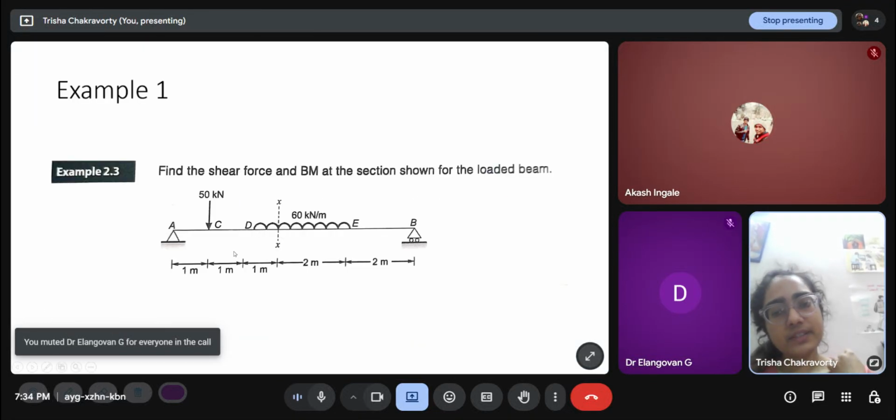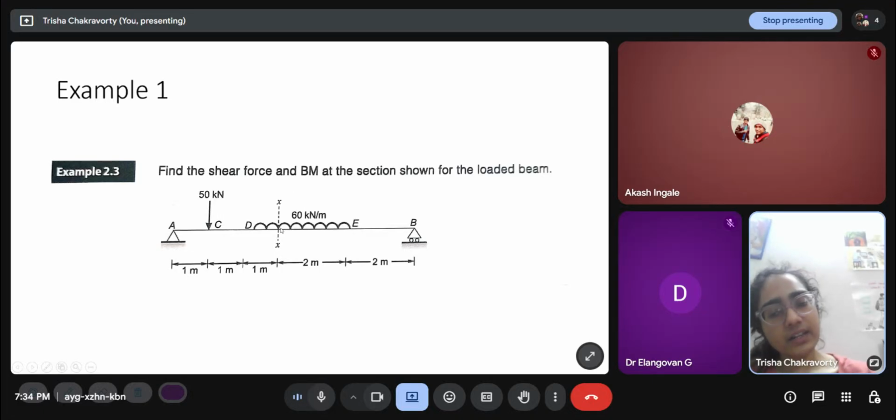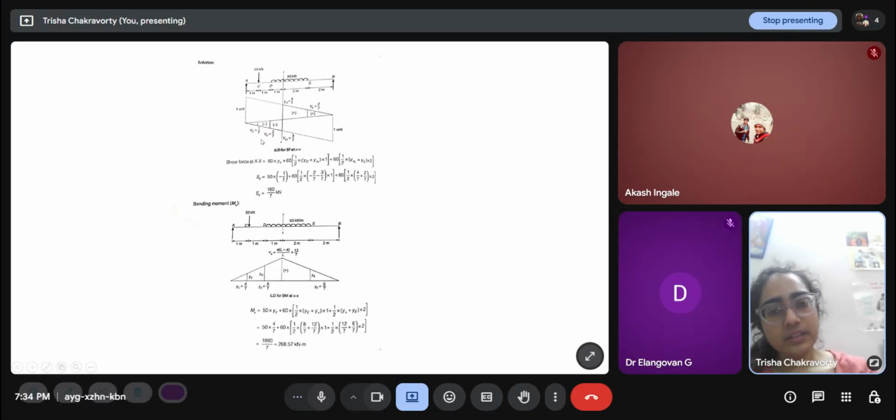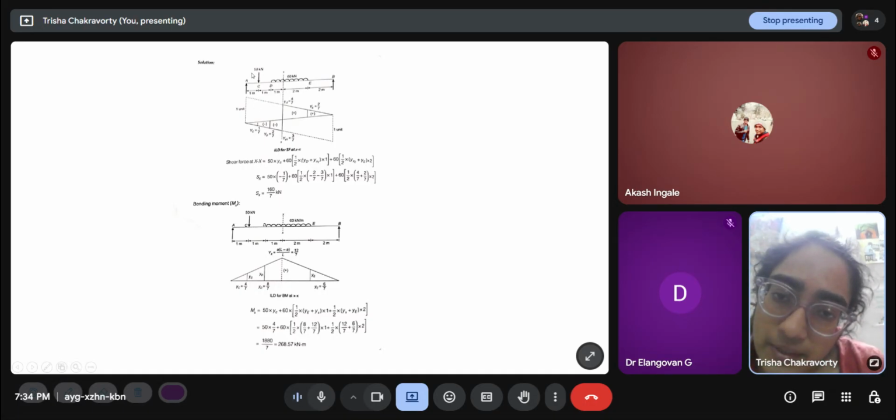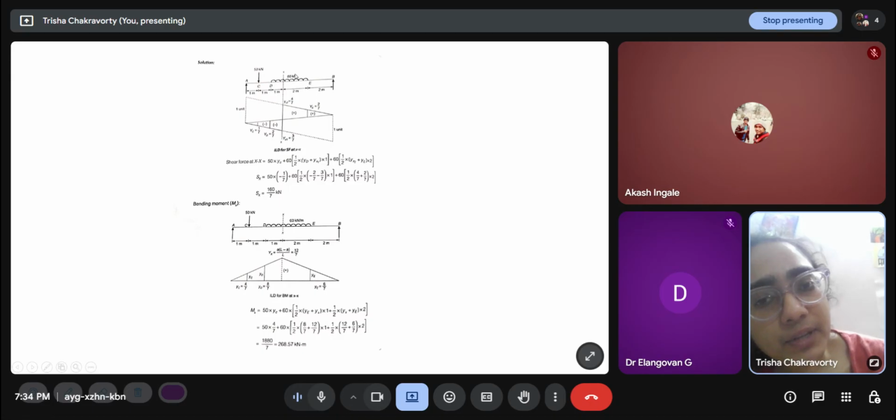So what I can do is, if I want the shear force at this section, I can just draw a simple influence line diagram of shear force at that section, which looks like this. And then I will see what is the actual load being applied. So 50 kilonewton is here, so I'll find out the ordinate at this point C, and I will multiply yc into 50, and then I'll see this UDL is being applied from D to E. So I'll find the area of the curve from D to E, and I will multiply that with 60.